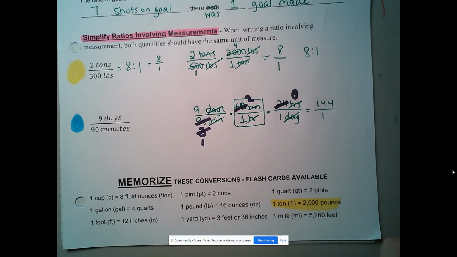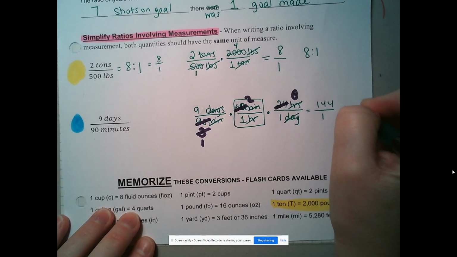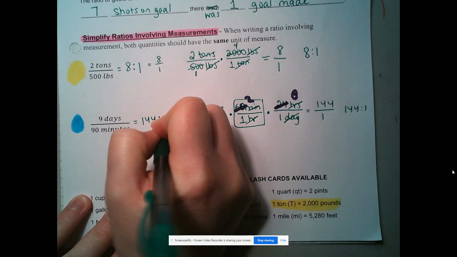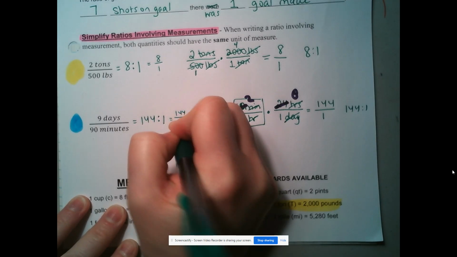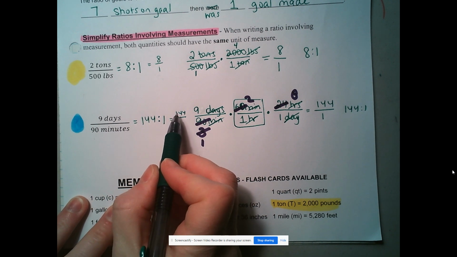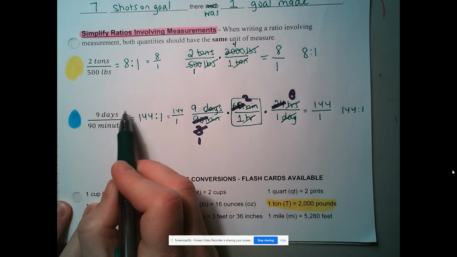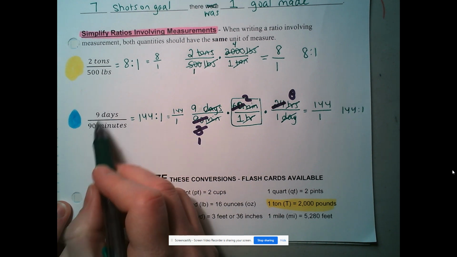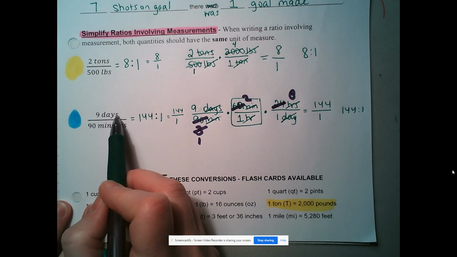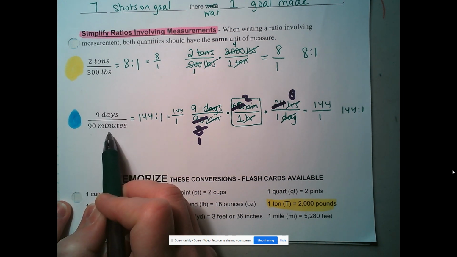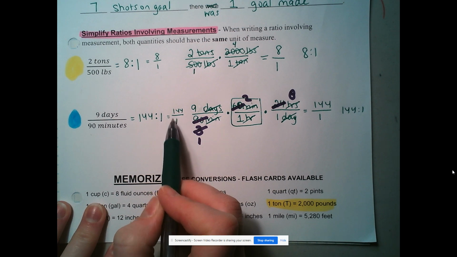And so again, you're going to look at this and say, Mrs. Frazier, I don't know how you got 144 to 1, or 144 over 1. How did the top end up a bigger number than the bottom? Well, 9 days is a way longer amount of time than 90 minutes. Even though the numbers are different, those units are what really create the value. So when I've gotten rid of all the units, the top number is much longer than the bottom number.